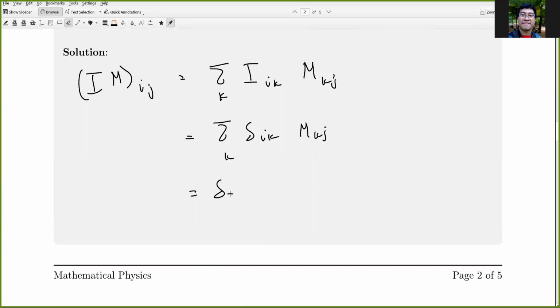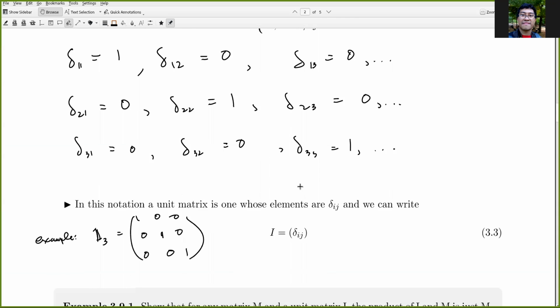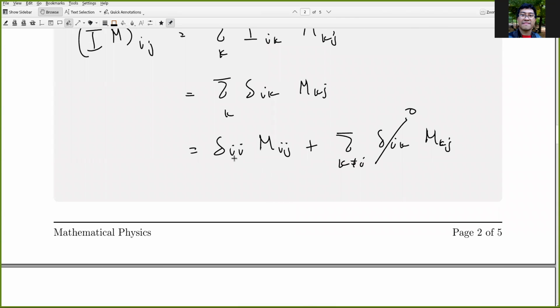Say when k is equal to i, and when k is not equal to i, delta ik times M kj. Now when k is not equal to i, the delta is 0. But when k is equal to i, then this is 1. So you have M ij, or the unit matrix I times M is equal to M.